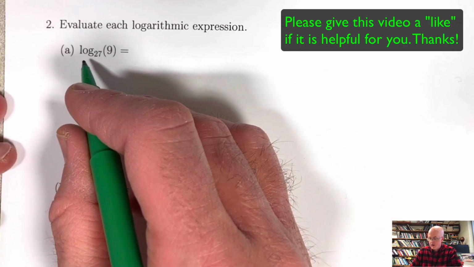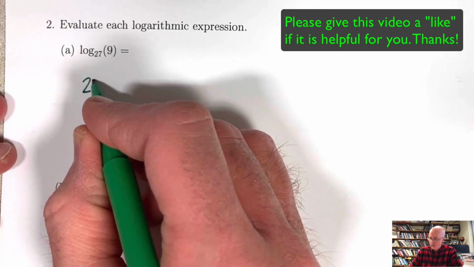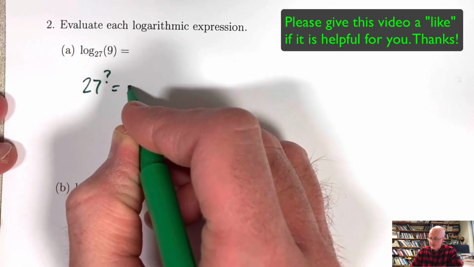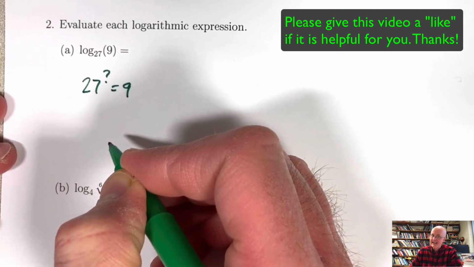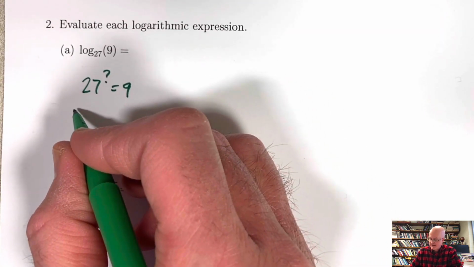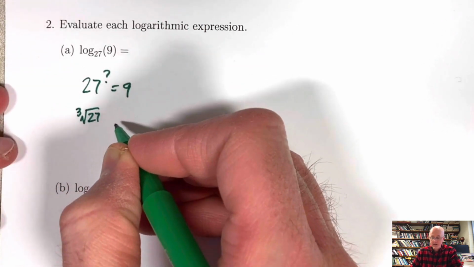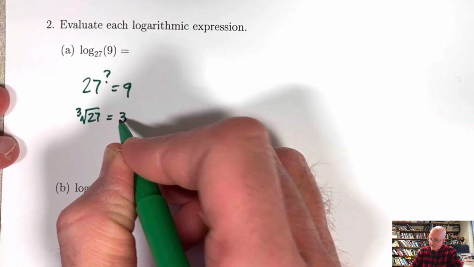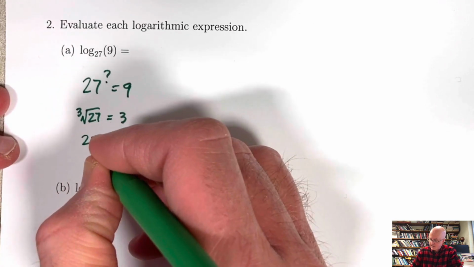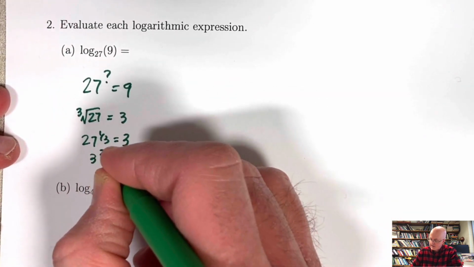Part A, log base 27 of 9. What power do we need to raise 27 to get 9? It's got to be a fractional power. Let's see, 27 is a perfect cube, right? 27 is 3 cubed. The cube root of 27 is 3. In other words, 27 to the 1/3 power is 3. We also know that 3 squared is 9.